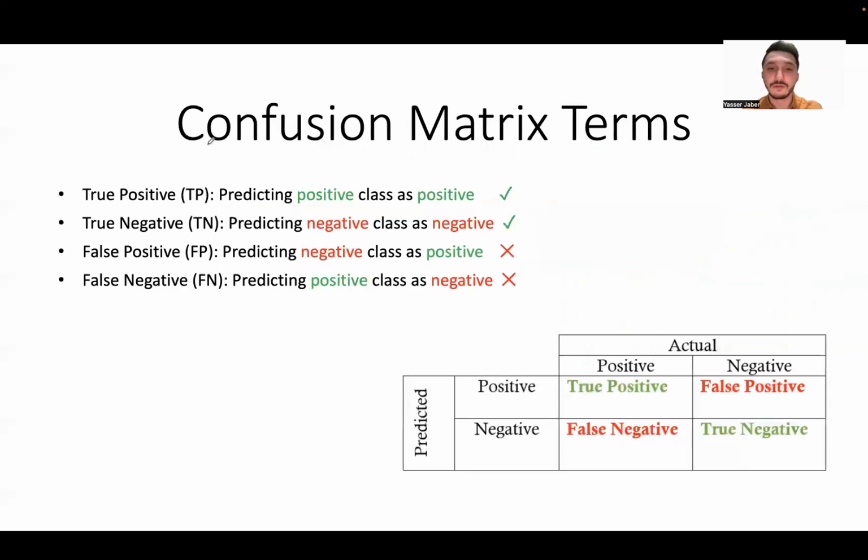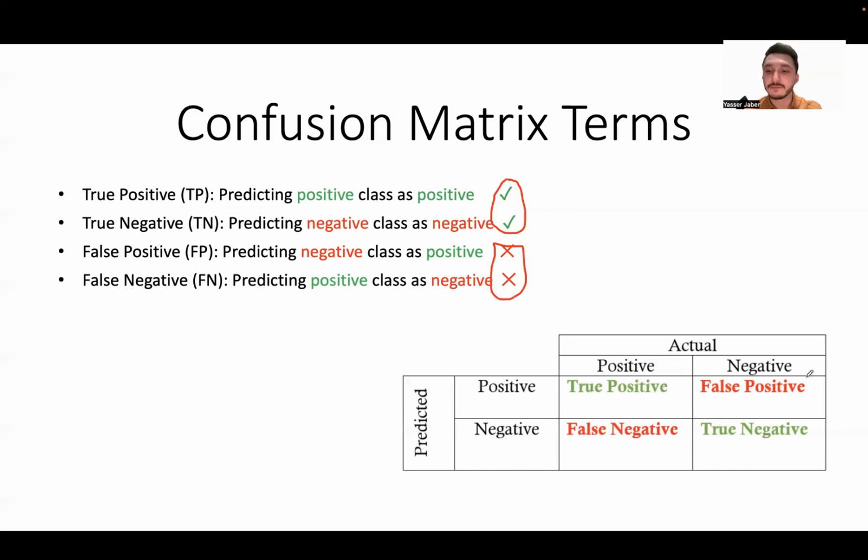So to summarize confusion matrix terms, true positive is predicting positive class as positive. True negative is predicting negative class as negative. And these two are what we desire in our model. And the two that we wish to reduce or lower their value is the false positive, which is predicting negative class as positive, and the opposite, which is false negative, is when predicting positive class as negative.